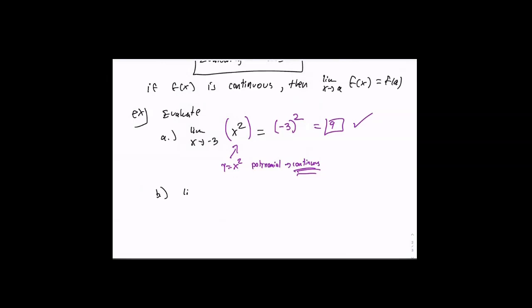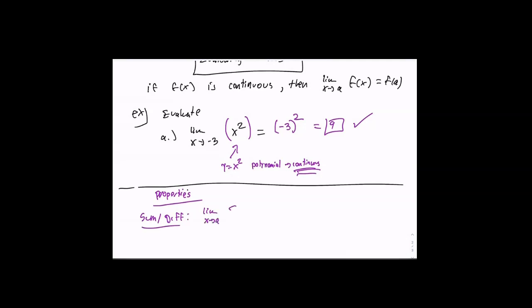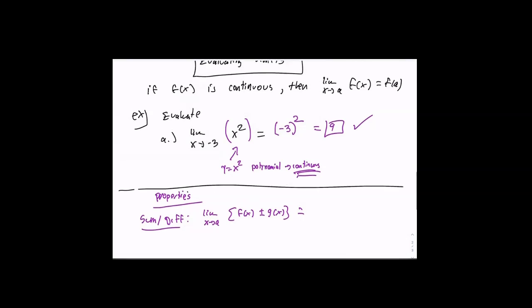Now, other properties before we get into the other examples. And most of these are obvious. So properties. The first one is called the sum and difference property. It says that the limit as x approaches a of f of x plus or minus g of x. So if I add two functions, it's exactly as what you think it is. It's just equal to the limit as x approaches a of f of x plus or minus the limit as x approaches a of g of x.